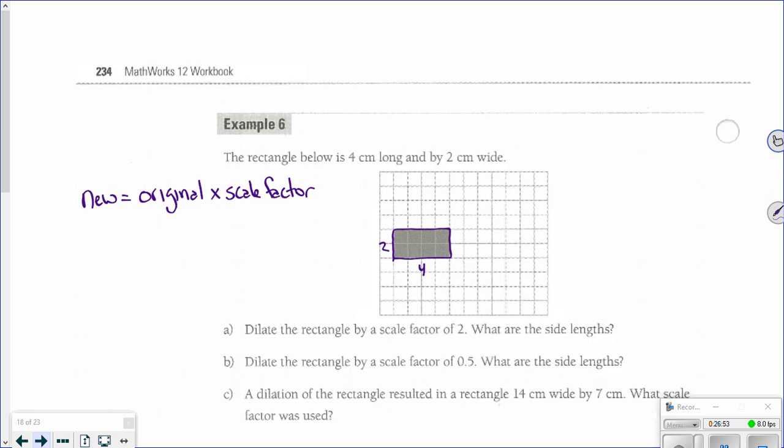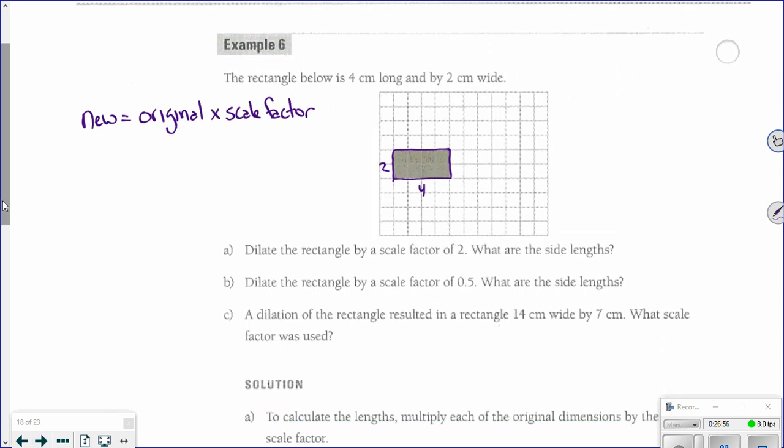So in this case, I want to dilate by a scale factor of 2. So my length is going to be my original length, which was 4 centimeters, times my scale factor, which is 2. 4 times 2 is going to be 8 centimeters. My original width was 2 centimeters. I want to times it by my scale factor of 2, which is going to give me 4 centimeters. So my new shape will have the dimensions of 8 centimeters by 4 centimeters.